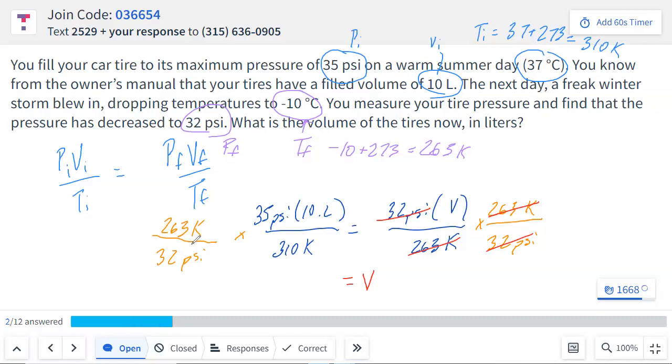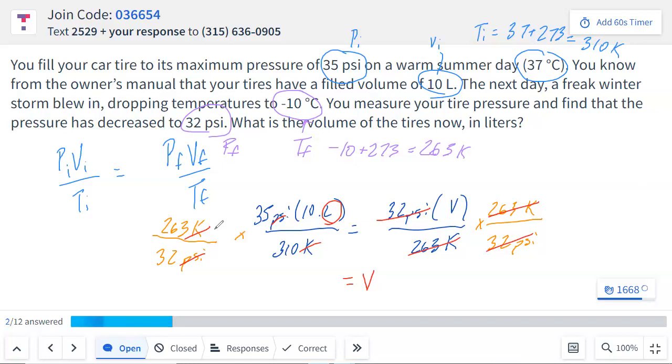And I can see that my numbers don't cancel, but my units do. Kelvin cancels, PSI cancels. The only thing left is liters, which is the unit of volume that I wanted anyway. So now it just becomes a matter of solving.